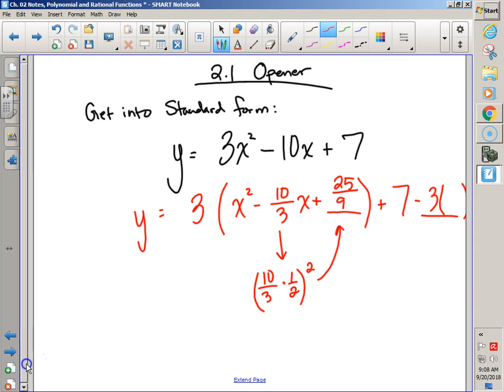So 10/3 cut in half. We're in the back of our homework spirals, Jason, doing a bell work, an opener. 10/3 cut it in half and then square it, 25/9.